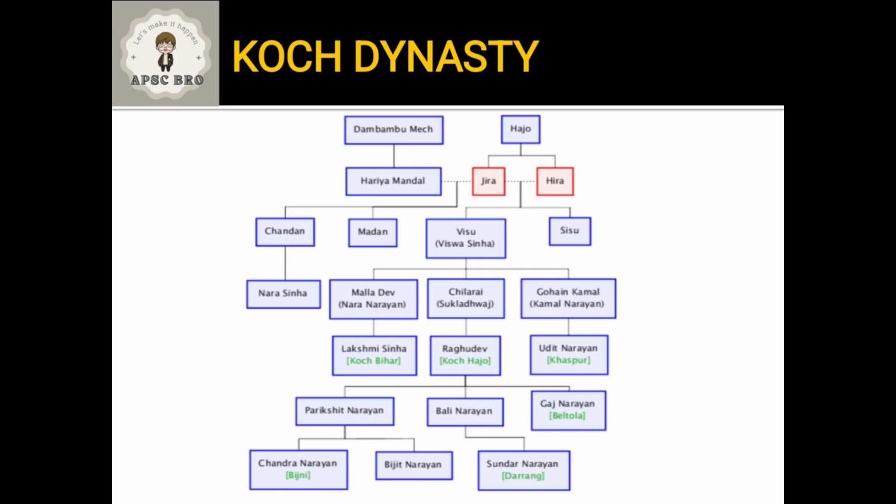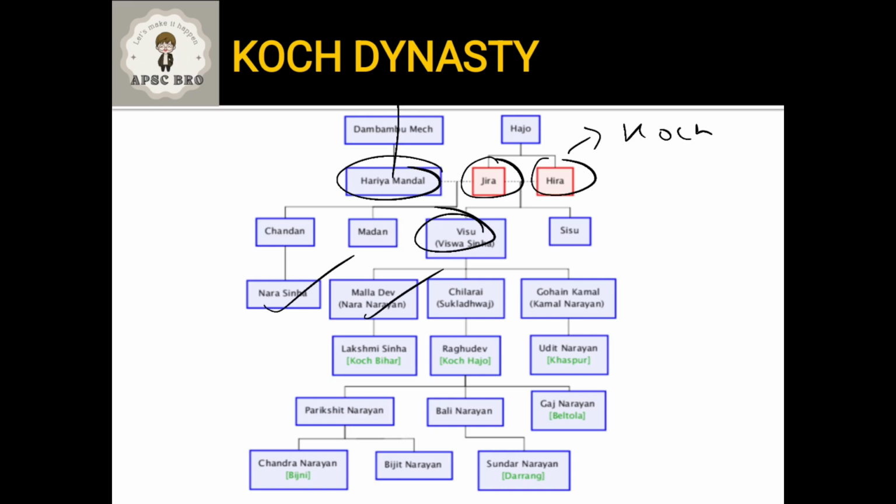Okay, this is the lineage of the Kush kingdom. You can see here Haryamandal. He was from Mes lineage. He married Hira and Jira, who were Kush daughters, right? His son Vishu, Viswasingha, became the next ruler who developed this chieftain into a kingdom. He had four important sons: Narasingha, Malladev, who is also famously known as Naranarayan, Shukladhas, who is famously known as Chilarai, and Guhai Kamal. These three were brothers. Narasingha was the stepbrother.